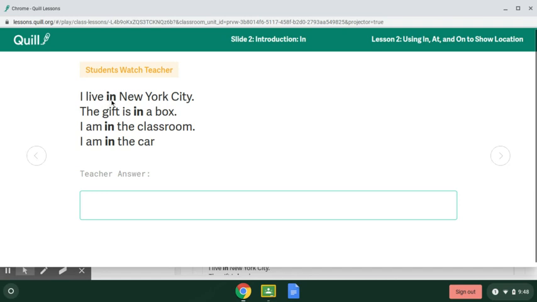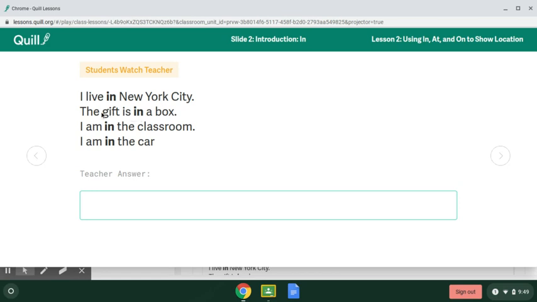So, following the preposition in, I've got the name of a city. So, we would use in when we talk about the name of a city, but we would also use it when we talk about the name of a state. So, I could say, I live in California. And finally, we could use in when we talk about the name of a country. I live in the United States of America. So in is used to show when the location is a city, country, or state.